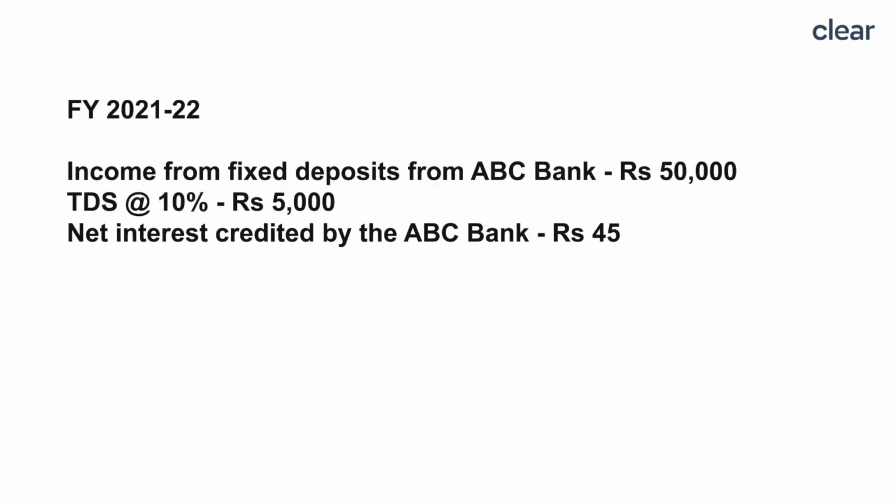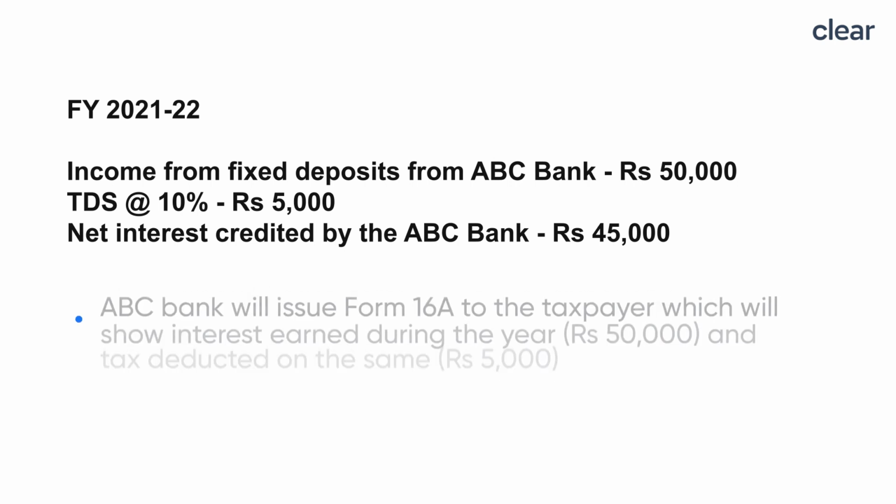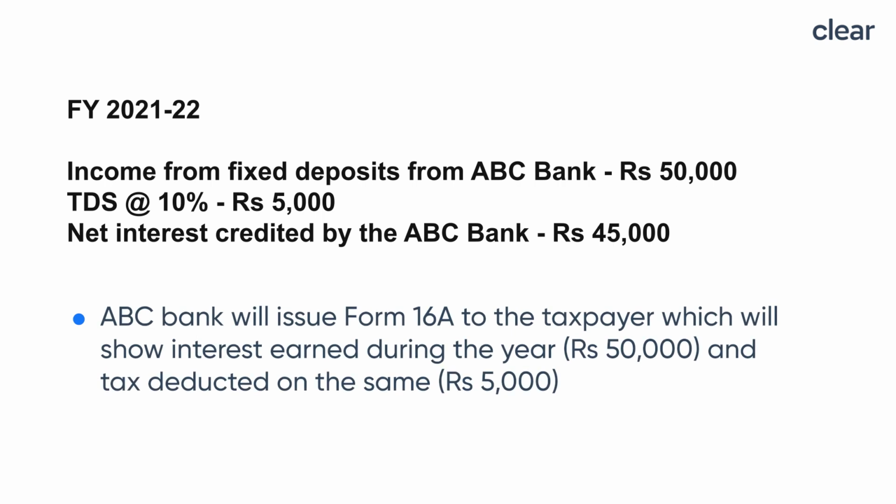For example, let us say you have earned an income from fixed deposits of Rs 50,000. As per Section 194A, such income attracts a TDS at 10% if the amount of income exceeds Rs 40,000. Hence, the bank will credit a net interest income of Rs 45,000 and the amount of tax deducted at 10% of 50,000, that is Rs 5,000, will be reflected in your Form 16A.